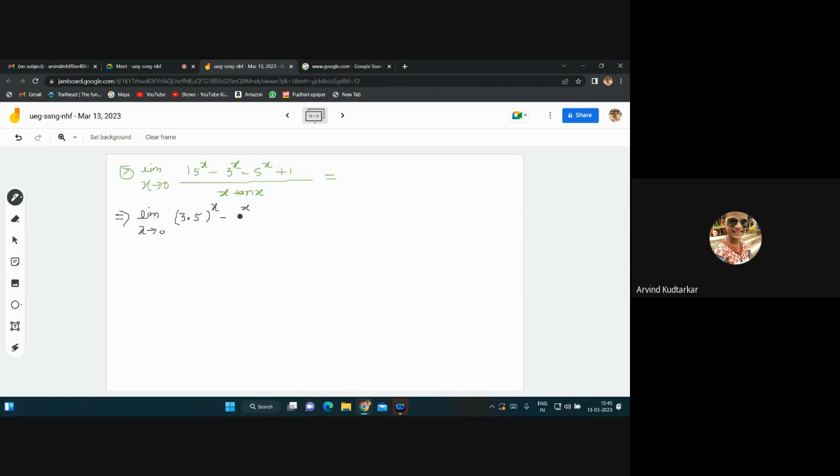3 raised to x minus 5 raised to x plus 1 upon x tan x is there. Now what to do? Limit as x tends to 0. What happens here?